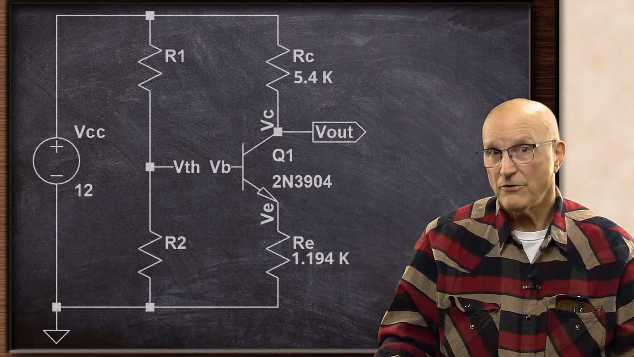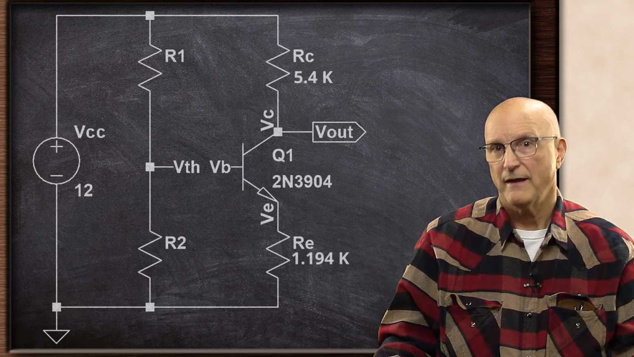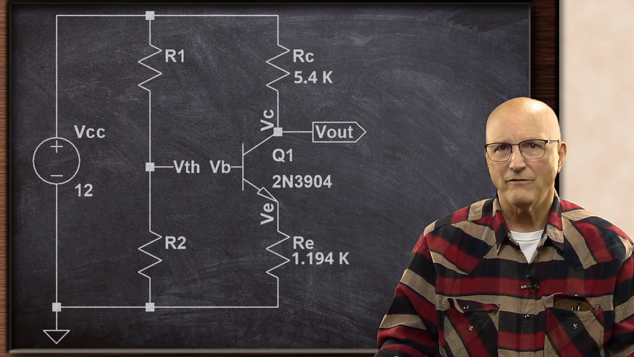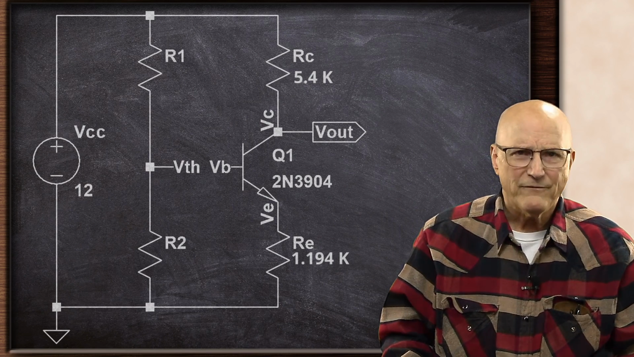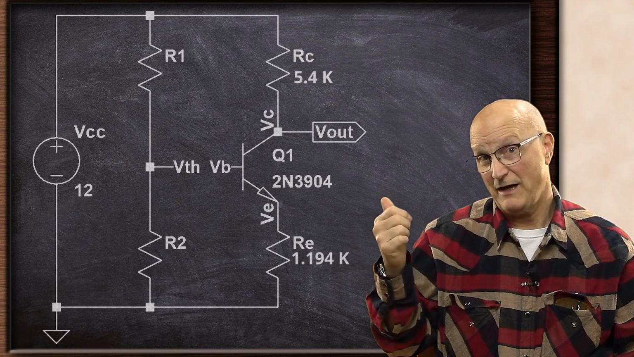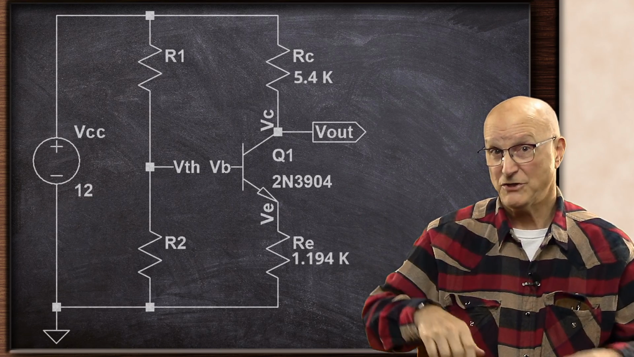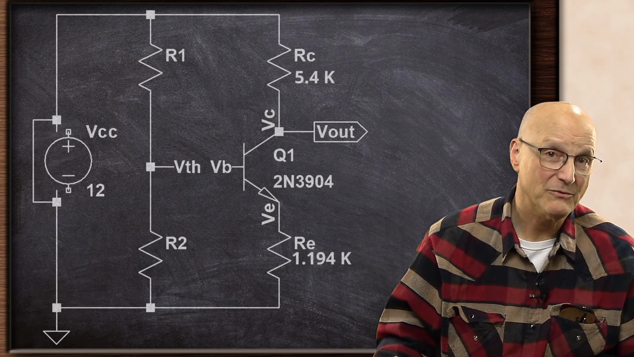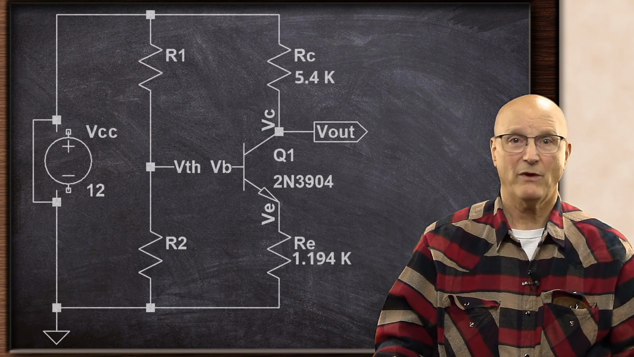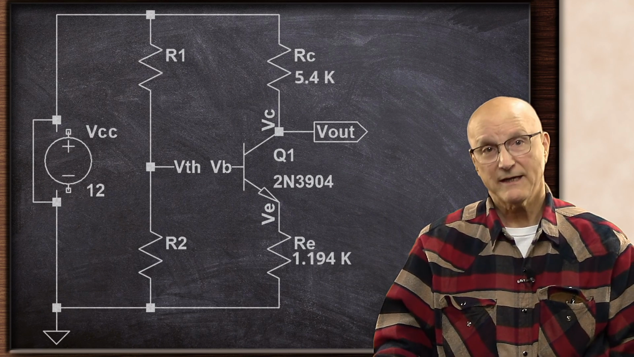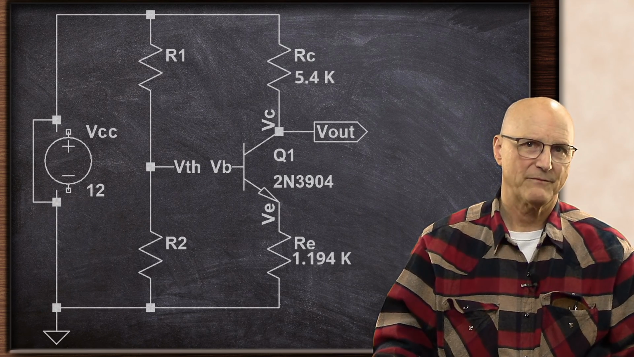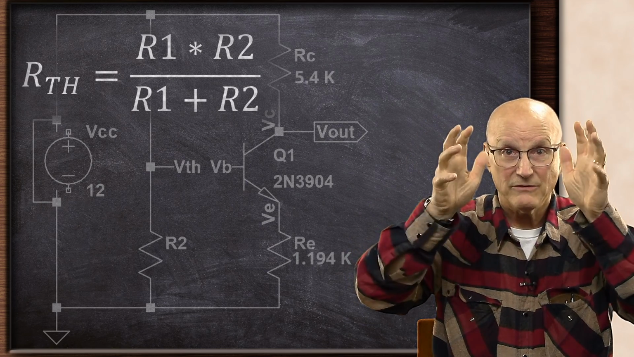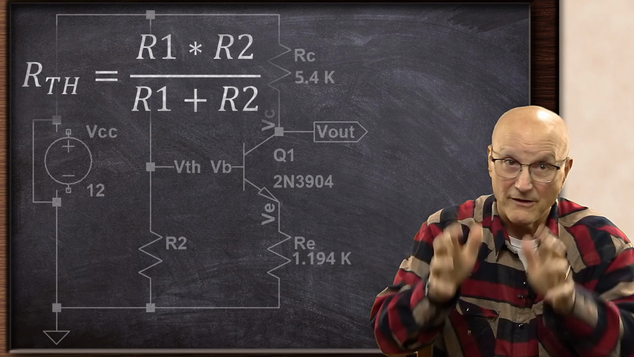The next step is to turn all of the voltage sources into shorts and calculate the resulting resistance. This is the Thevenin equivalent resistance. The only voltage source here is the power supply, VCC. So by shorting this, R1 is now in parallel with R2. We use the commonly used equation for two resistors in parallel to calculate the Thevenin equivalent resistance. So R Thevenin is equal to R1 times R2 divided by R1 plus R2.